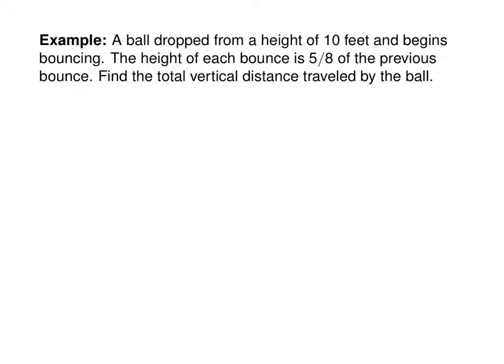Now here's a real-life example of series. So we have a ball, and it's dropped from a height of 10 feet, and it begins bouncing. And the height of each bounce is 5/8 of the previous bounce. Find the total vertical distance traveled by the ball. So on the first go, the ball falls that 10 feet, right? And then it goes up and down, up and down, up and down, where each distance up is 5/8 of the previous distance. So the distance, we'll say d1 is equal to 10.